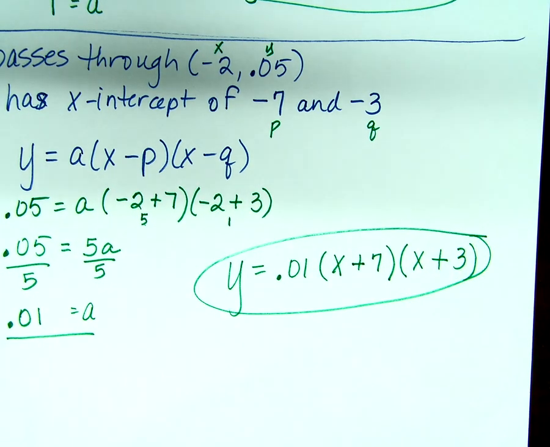Again, I don't need to multiply that out. I can enter it just like that because that is intercept form. Does that make sense? Questions? Any questions? No questions at all. All right, mark it, set, go.